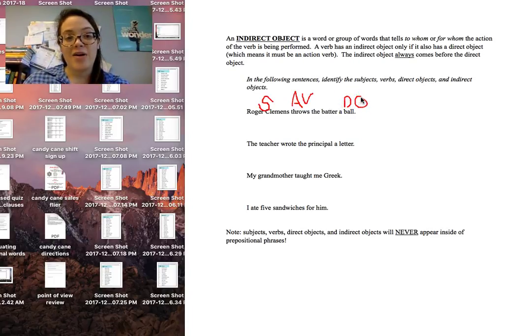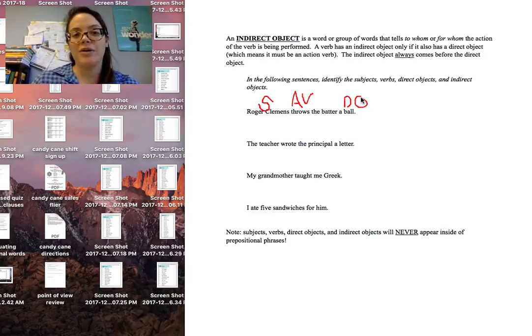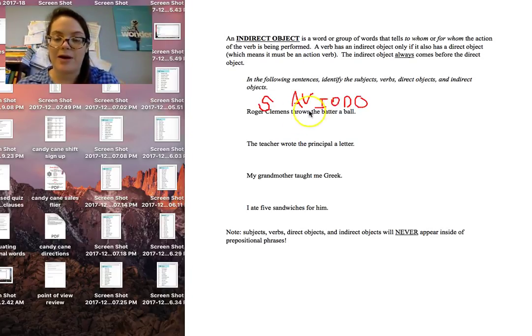All right, so now I want to know subject verb what, to whom or for whom. So Roger Clemens throws the ball to whom or for whom? And I see that my answer is the batter. That's to whom he throws the ball. So I'm going to label that as my indirect object.